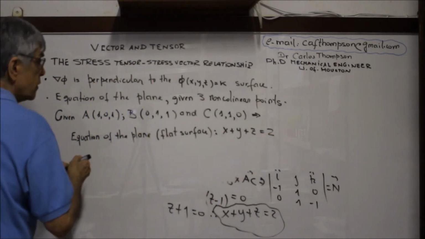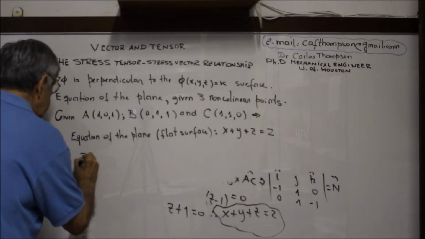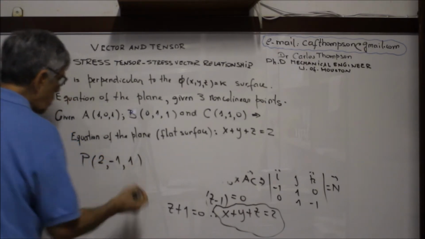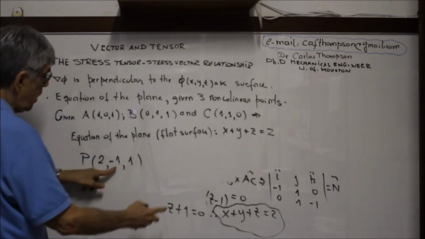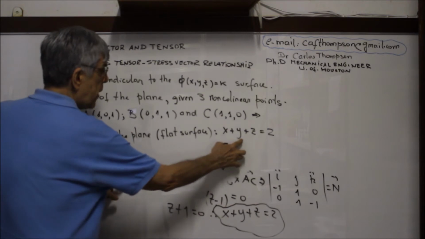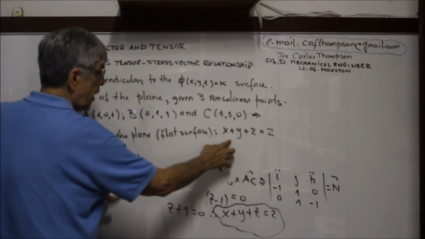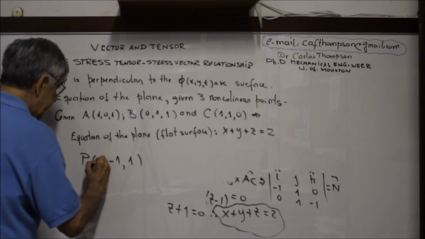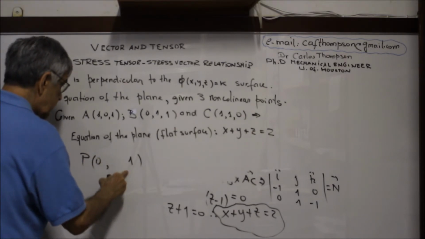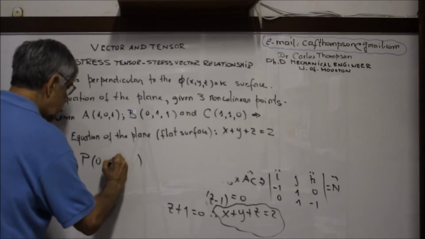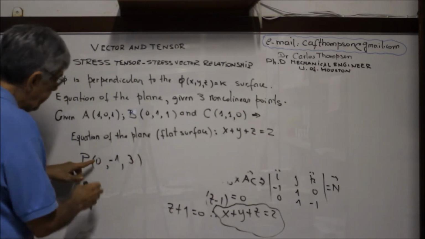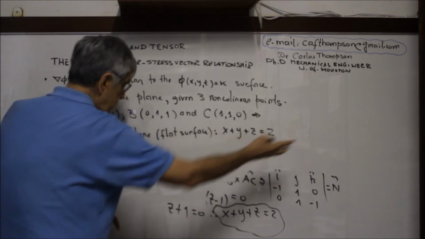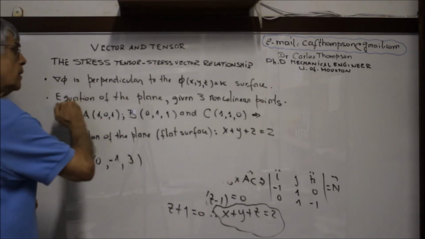Let's try another point, for instance, P. It could be, for instance, x is equal to 0, y is minus 1, and z is 3. Minus 1 plus 3 is 2. So there are many, many points that belong to the surface.